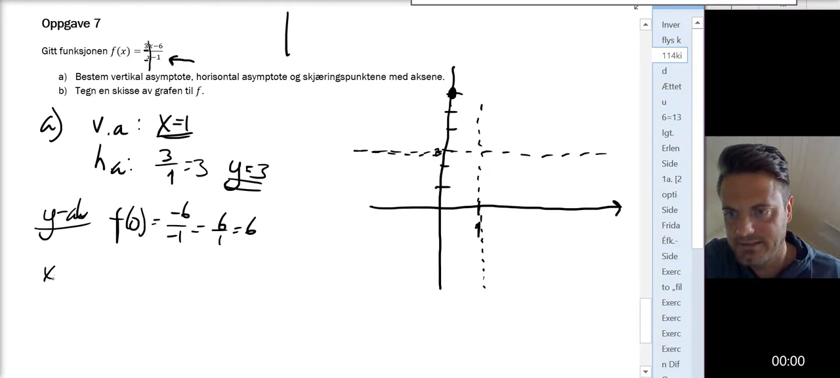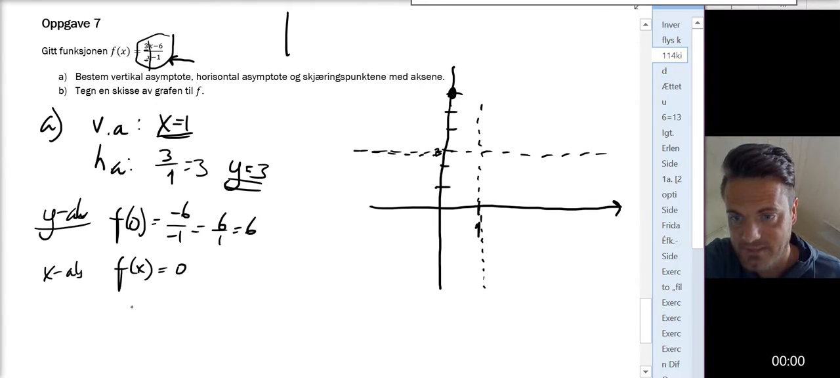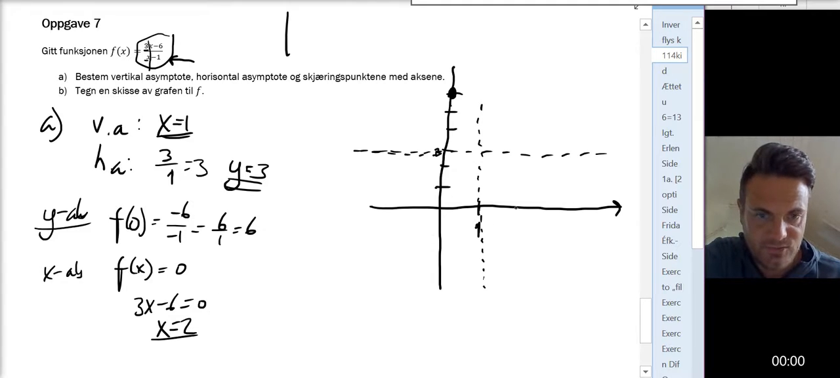And then we find the intersection with the x-axis. To find the intersection with the x-axis, we have to put the function equal to 0. And if a fraction is equal to 0, here's a fraction, then the numerator has to be 0. The denominator can't be 0. And if we solve this, we get x equals 2. So it's going to intersect the x-axis at 2 like this.